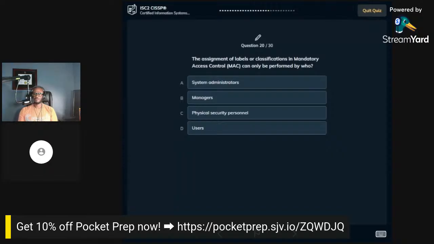Assignment of labels or classifications. Because literally, data owners are the ones that can assign the labels of classification in the map. Yeah, and that's what I was kind of looking for, but should it be sysadmin or managers? If you're looking at the highest, you're thinking managers.